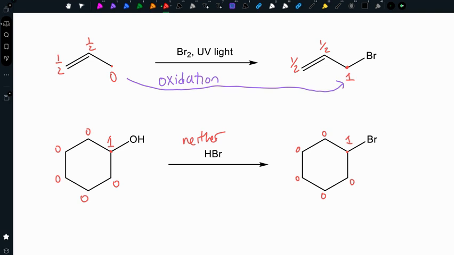All right, and that is our overview of oxidation and reduction, just getting you used to the language that chemists use. And let me know what questions you have.